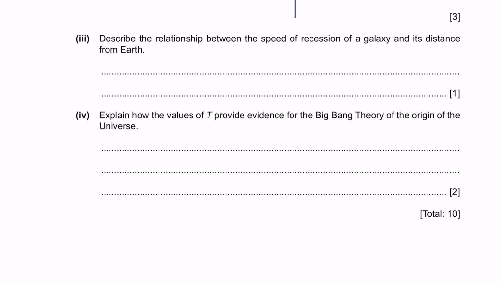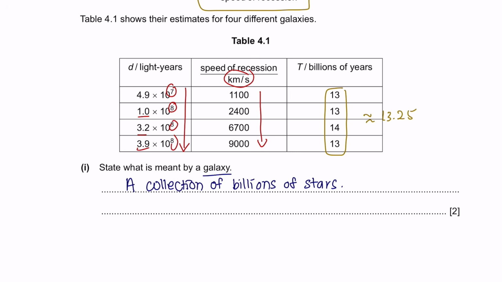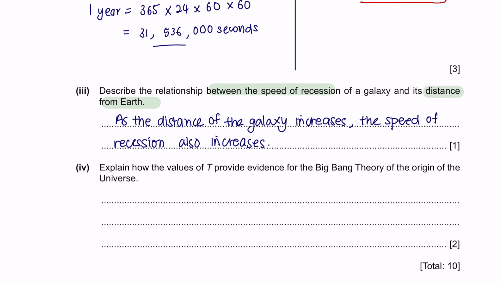Part 3. Describe the relationship between the speed of recession of a galaxy and its distance from the Earth. So as we have seen from the table, as the speed increases, the distance from the Earth also increases. Part 4. Explain how the value t provides evidence for the Big Bang theory of the origin of the universe.